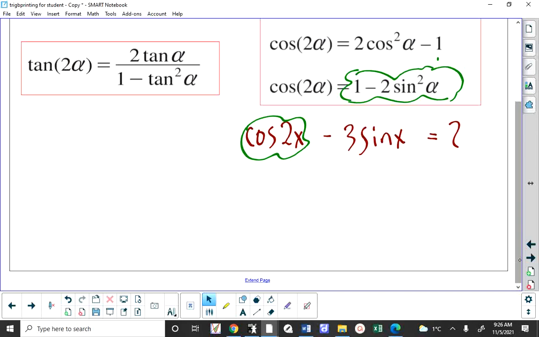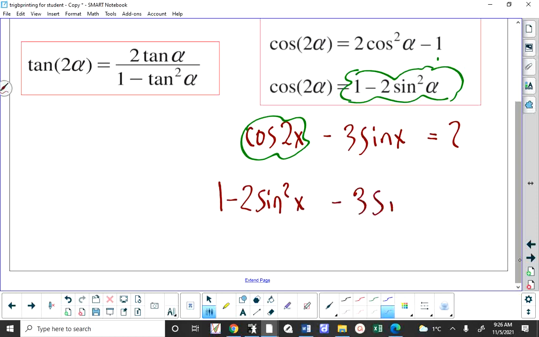We're going to end up with 1 minus 2 sine squared of x minus 3 sine of x. So I'm putting this here, equals 2. Does that look okay? So now I see that it's quadratic. It's quadratic in sine of x because the sine of x is being squared. I have negative 2 sine squareds. I would much prefer to have a positive number of quadratic terms or quadratic pieces.